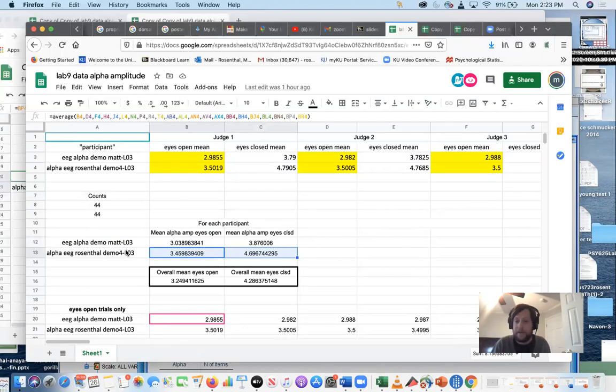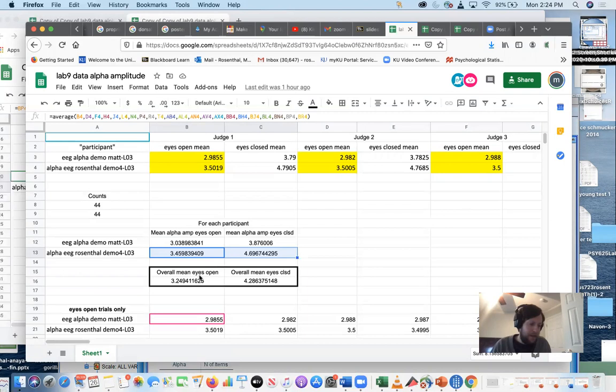We only have a sample size of 2. We have 22 judges, but we only had 2 participants, and I was actually both of the participants. And I calculated using these data on this Google Sheet right here. I calculated the mean amplitude in the eyes open condition by just taking the average of these 2 scores right here. And then the mean amplitude for the eyes closed condition, which is right here.